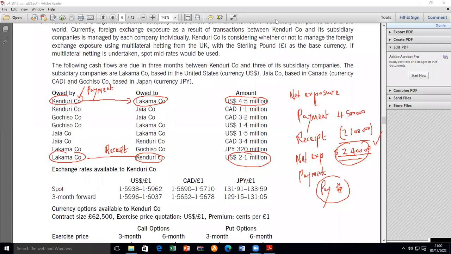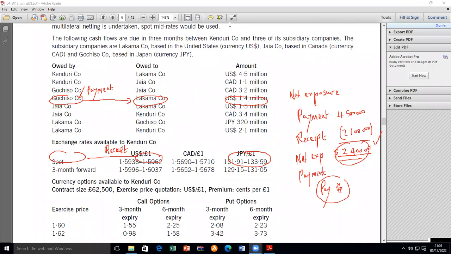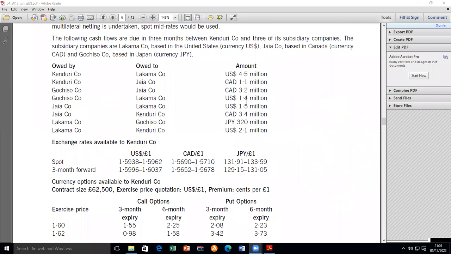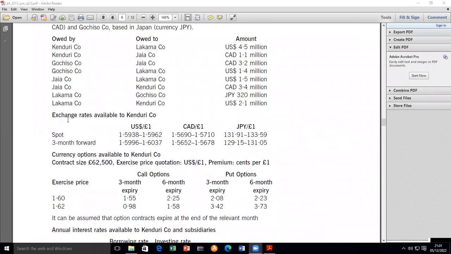How do we know the hedging methods that are available here? Okay. The first one is the exchange rates available to Kenduri.